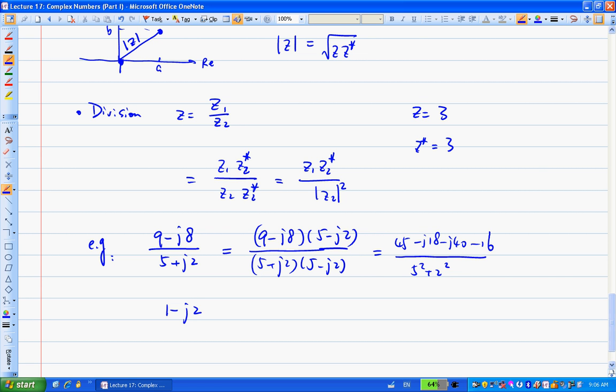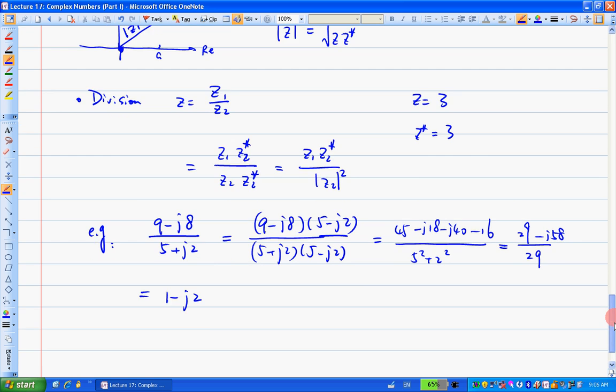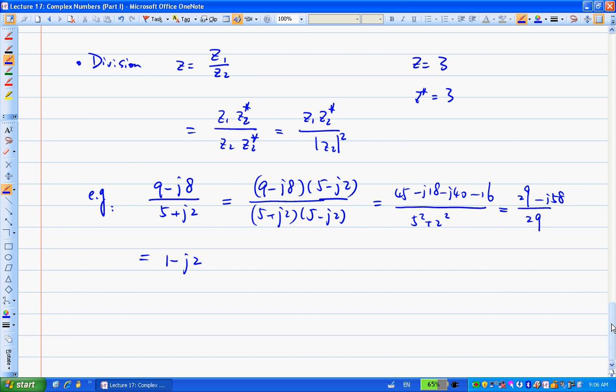Any questions? Okay. So then the bottom here is 25 plus 4, which is 29. Top here, 45 minus 16, 29. And then the imaginary part, negative 18 plus 40 is 22... so 29, 58, 29. You can take out the 29, which gives 1 minus 2j. Any questions? All good?